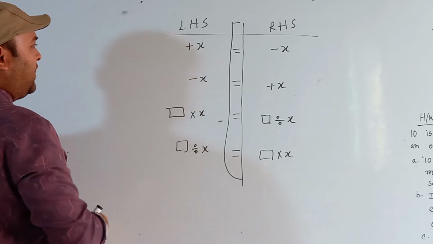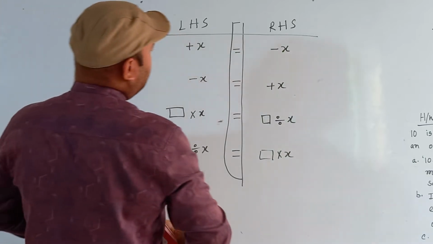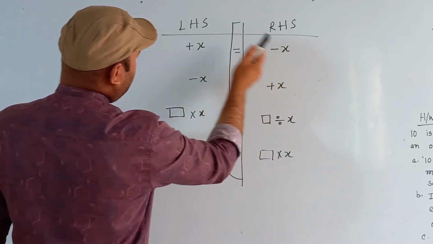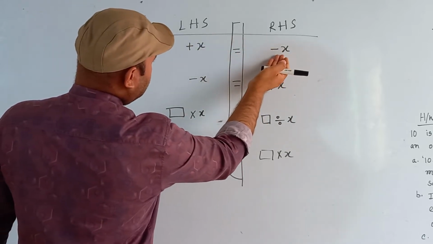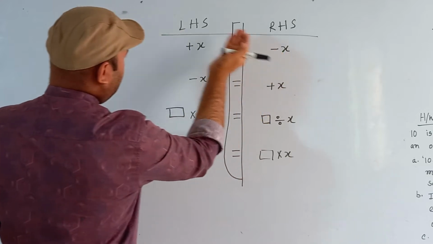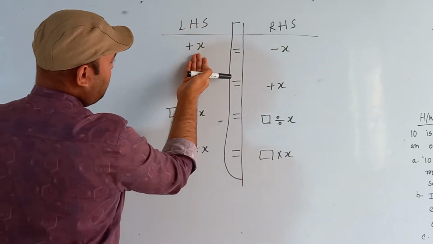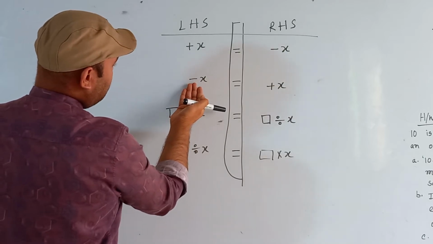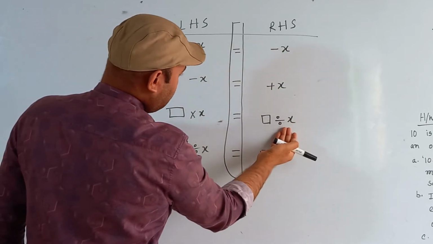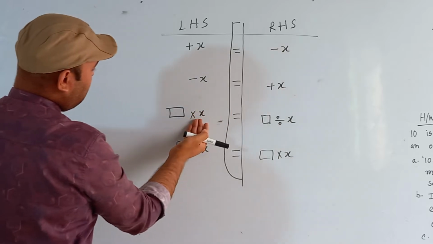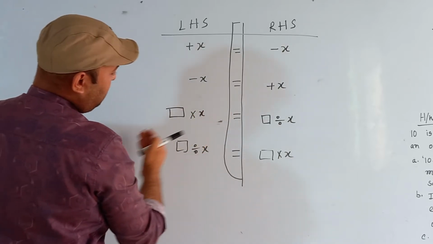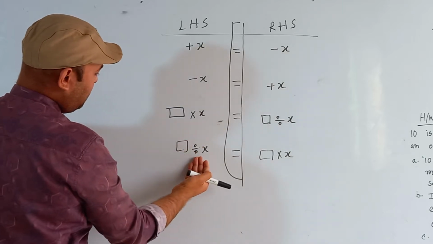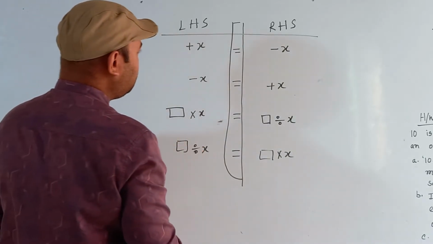In a similar way, if I want to change from right hand side to left hand side, if on the right hand side there is a minus sign, after changing it to the left hand side it will be a plus sign. If here is a plus sign, after changing it to the left hand side it will be a minus sign. If here is a divide sign, after changing it to the left hand side it will be a multiplied sign. If here is a multiplied sign, after changing it to the left hand side it will be a divide sign.